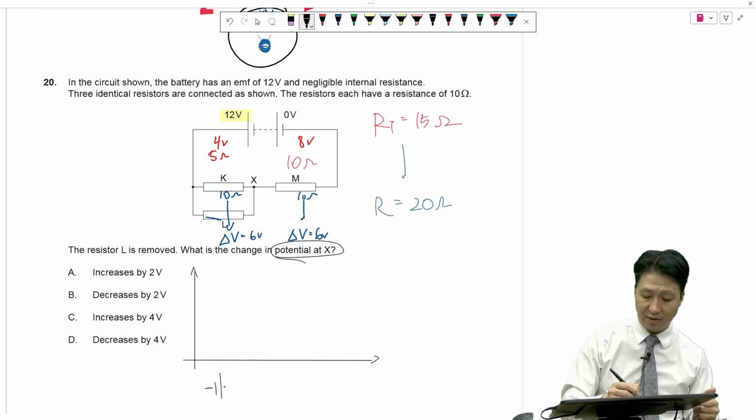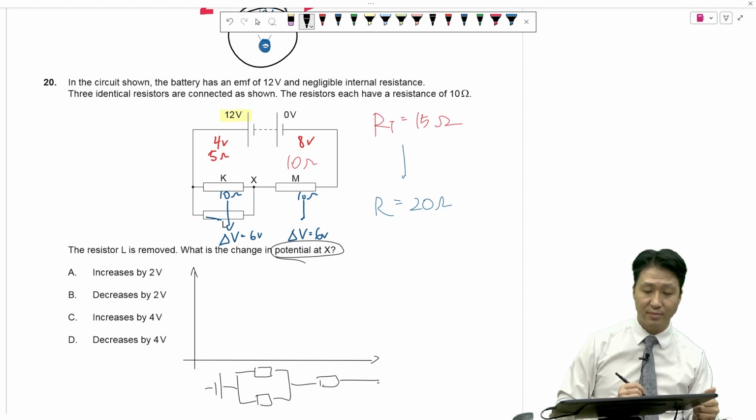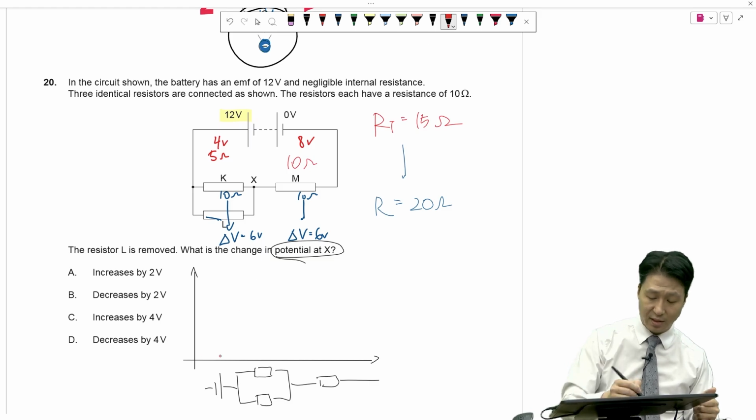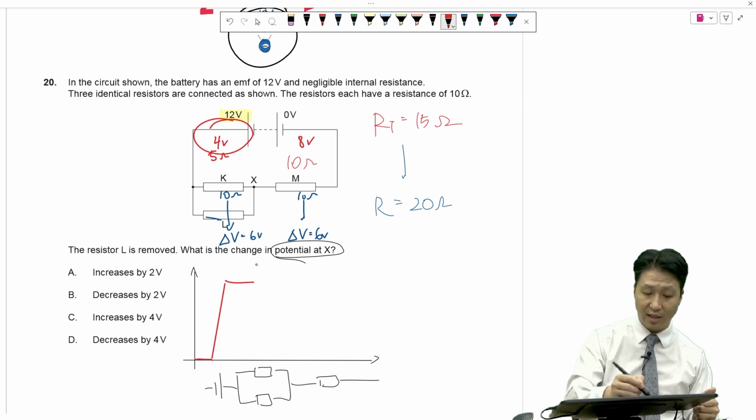we're going to have this battery, source of EMF. We have the parallel resistors. And then we have the other series resistor. So what happens here? Initially, you start at 0 volts. It goes up to 12 volts because of the EMF. And then it drops 4 volts like this. And then it drops the 8 volts.